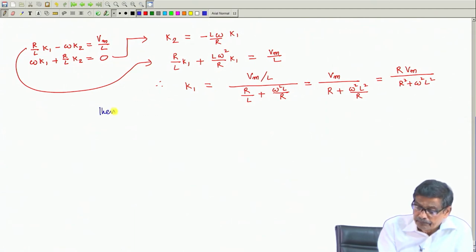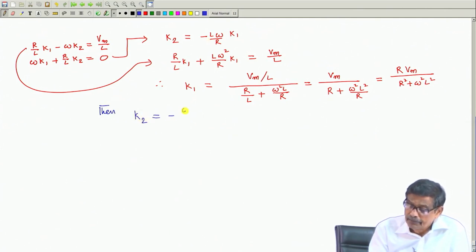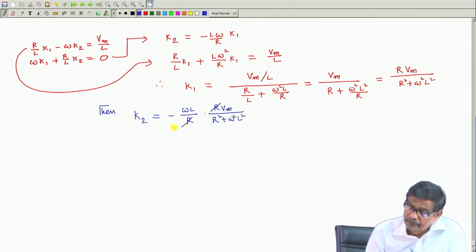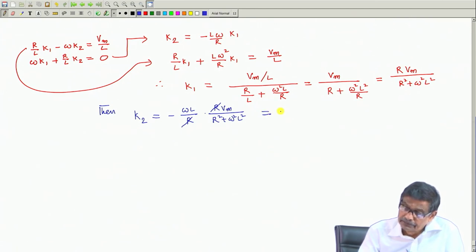And if this is k 1, then k 2 is minus omega L by r into k 1, and k 1 is r V m by r square plus omega square L square. So, r goes and you will be left with minus omega L divided by r square plus omega square L square into V m. This will be the thing.